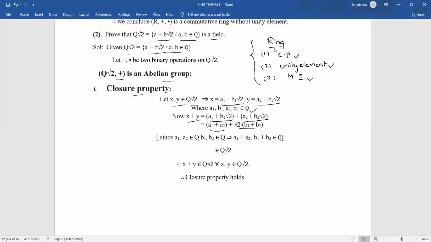Since a1, a2 are rational numbers and b1, b2 are rational numbers, a1 plus a2 and b1 plus b2 are also rational numbers. It means a1 plus a2 clearly belongs to Q and b1 plus b2 also belongs to Q. And this is of the form a plus b root 2, so this clearly belongs to Q root 2. It means x plus y belongs to Q root 2 for all x, y belongs to Q root 2. So this is closure property. I considered two elements in Q root 2 and I have proved that the sum of those two elements also belongs to Q root 2. So that is closure property.